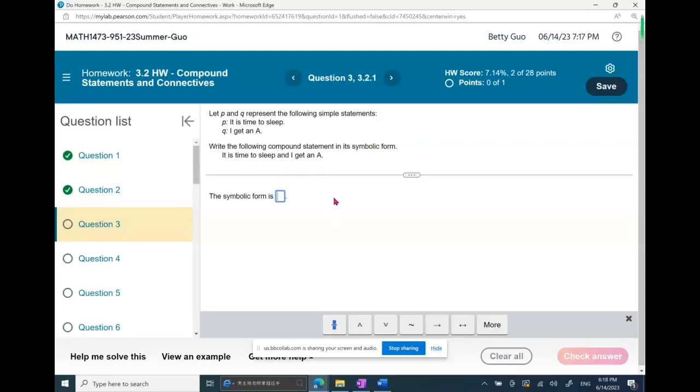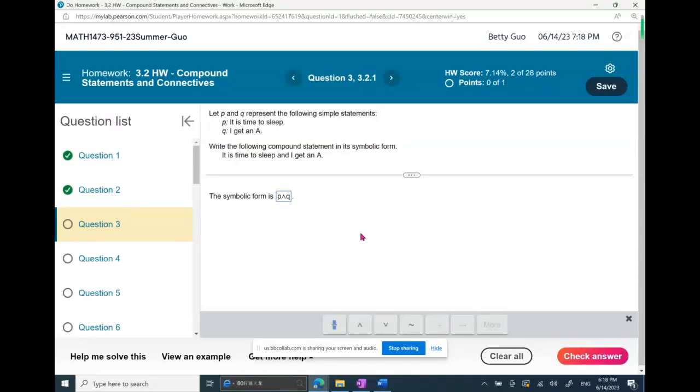It's a conjunction compound statement. The symbolic form of the compound statement is P ∧ Q, and that's it. Let me know, am I clear? We are talking about conjunction. You have the symbol and in between the two component statements. It is an upside down V, upside down V.